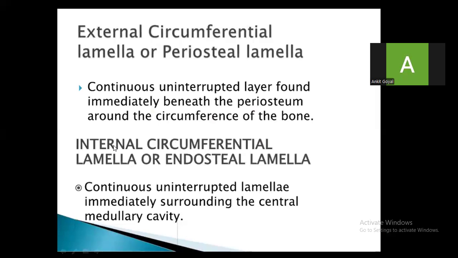External circumferential lamellae or periosteal lamellae. These are continuous, uninterrupted layers found immediately beneath the periosteum around the circumference of the bone. Internal circumferential lamellae or endosteal lamellae. These are continuous, uninterrupted lamellae immediately surrounding the central medullary cavity.